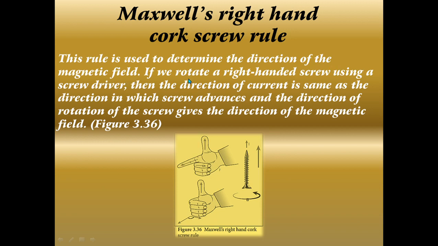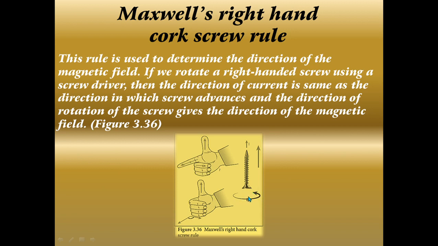Now, I am going to explain the concept. If we rotate a right hand screw using a screwdriver, then the direction of the current is the same as the direction in which the screw advances, and the direction of the rotation of the screw gives the direction of the magnetic field.